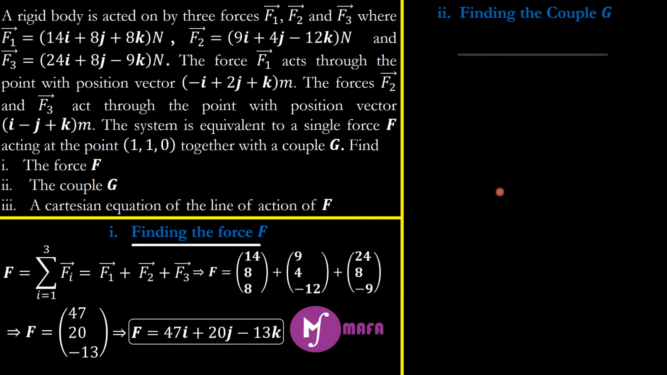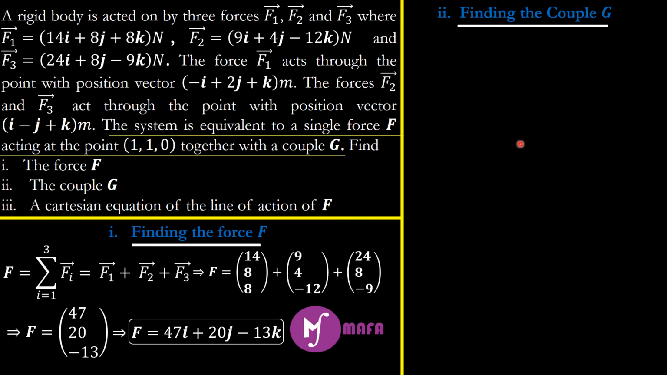Now the next question is asking us to find the couple G. There is a very important statement here which says that the system is equivalent to a single force F which acts at this point together with a couple G. So since it reduces to a single force together with a couple, it means that the sum of moments of the system is just equal to the moments of that single force and the couple. Remember, a couple is the moments actually.